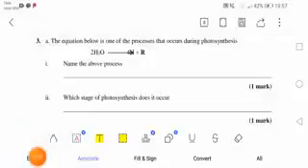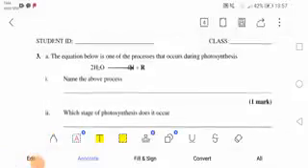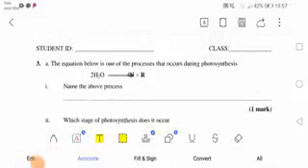Let me take you through the question again. The question says the equation below is one of the processes that occur during photosynthesis. One of the processes, and they are showing us that water has been split into hydrogen plus R. So name the process. Photosynthesis has two stages, the light stage and the dark stage.